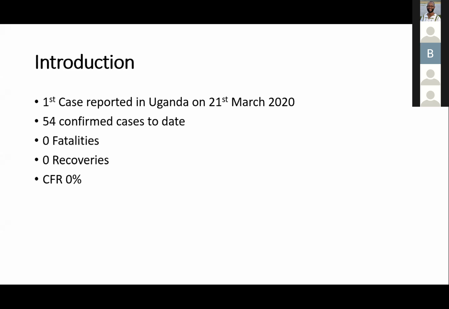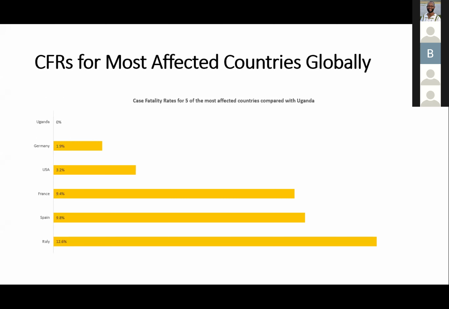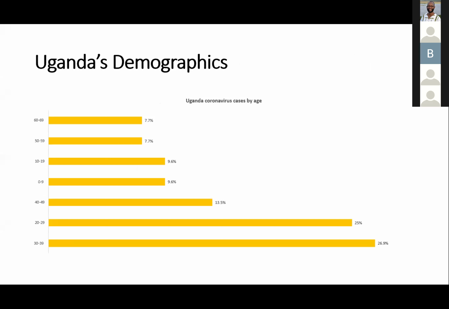And I think the data is quite clear. We have 54 confirmed cases in Uganda, no fatalities yet. And I was very interested to see how Uganda was faring vis-a-vis the rest of the world. Looking at the 5 most hard-hit countries, you can see their statistics, the case fatality rate, that's the people who are dying from the virus. Compared to them, I could see that Uganda's numbers are still low. And I was trying to understand why our numbers are still low.